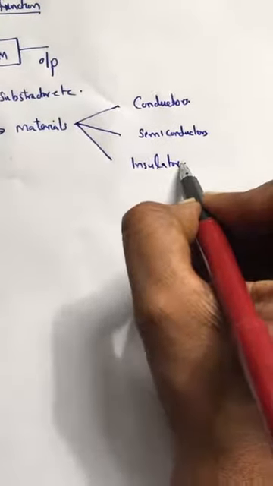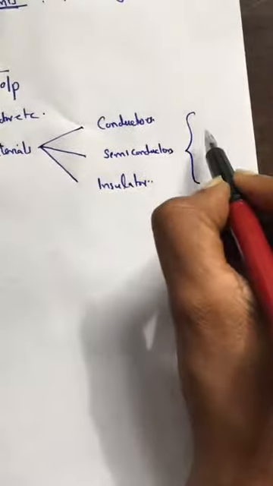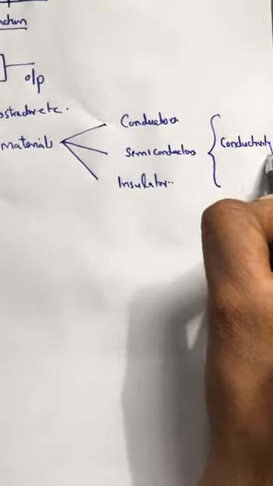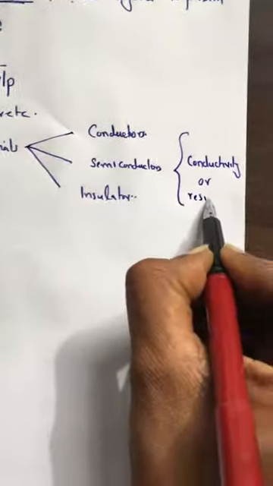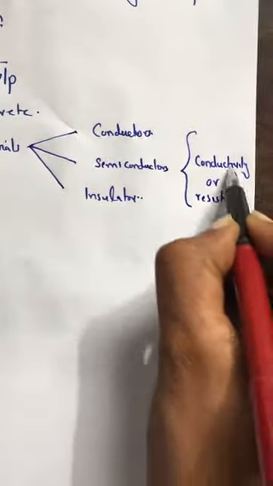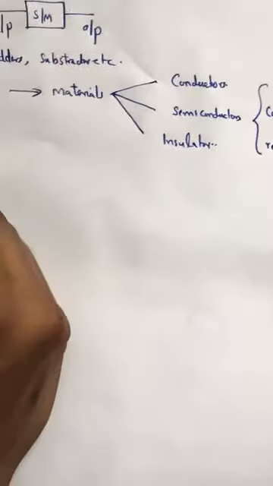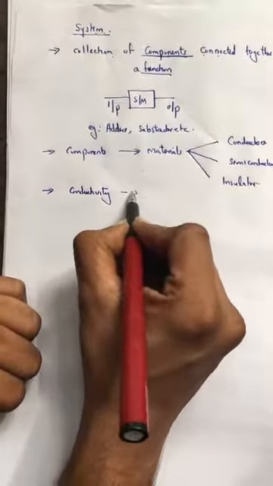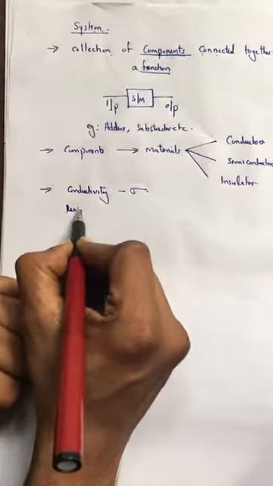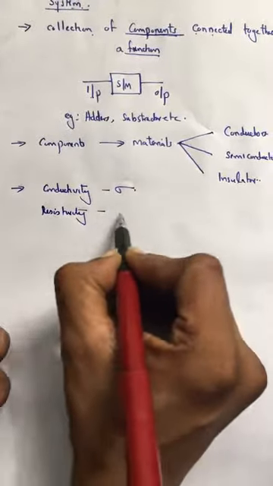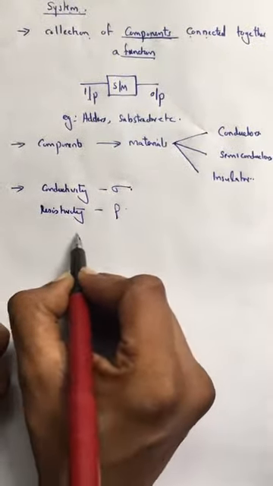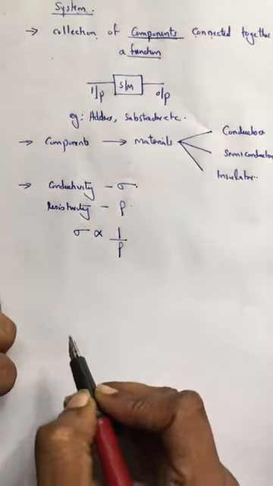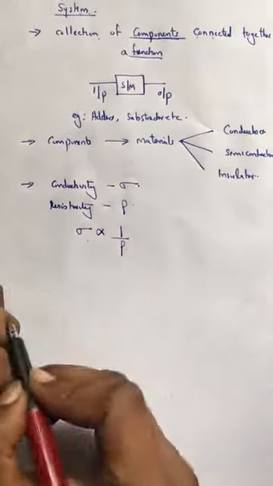These are the three materials that are classified with respect to the term called conductivity, or we can say resistivity. These are not the same. If you are representing the conductivity by the letter sigma and the resistivity by the letter rho, the relation between these two parameters is given by: sigma is inversely proportional to rho, that is, conductivity is inversely proportional to the resistivity.